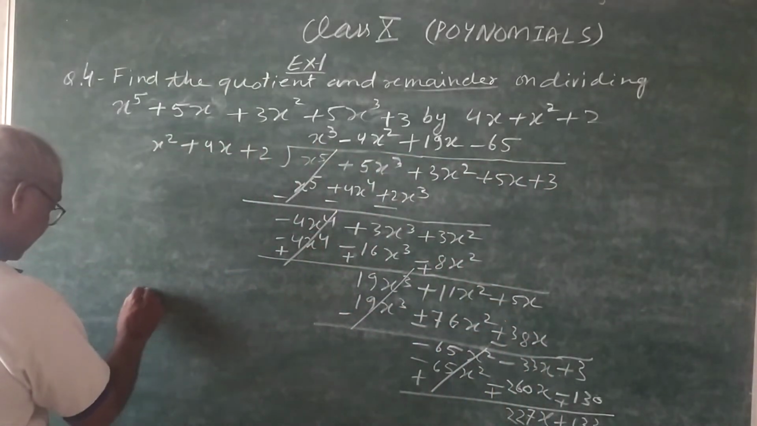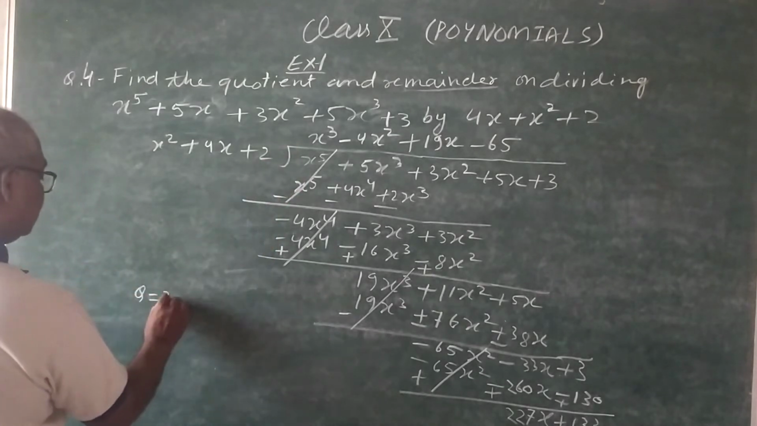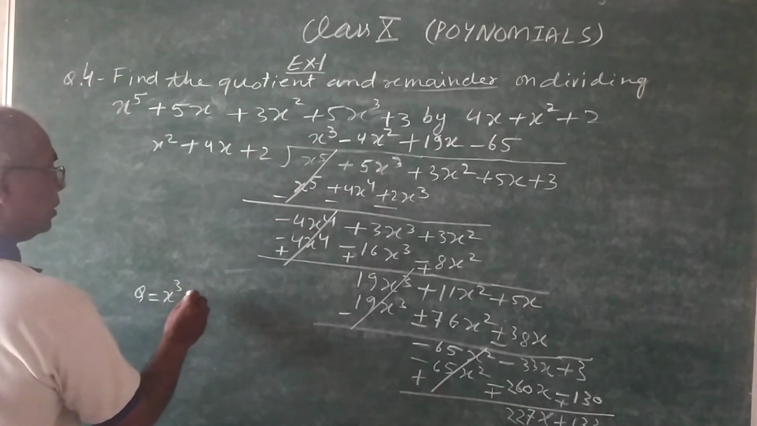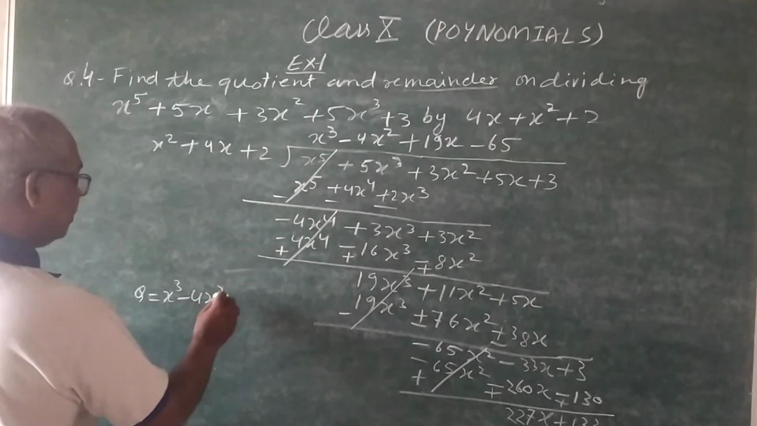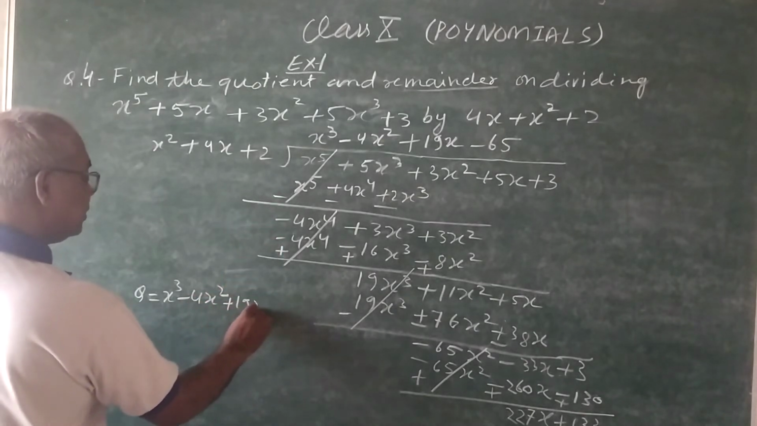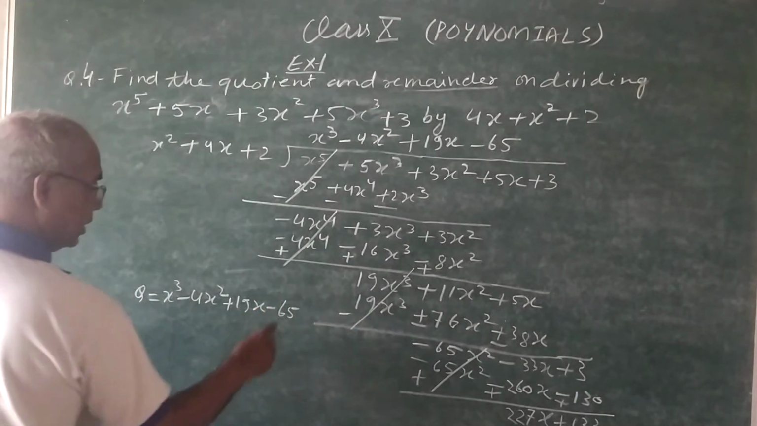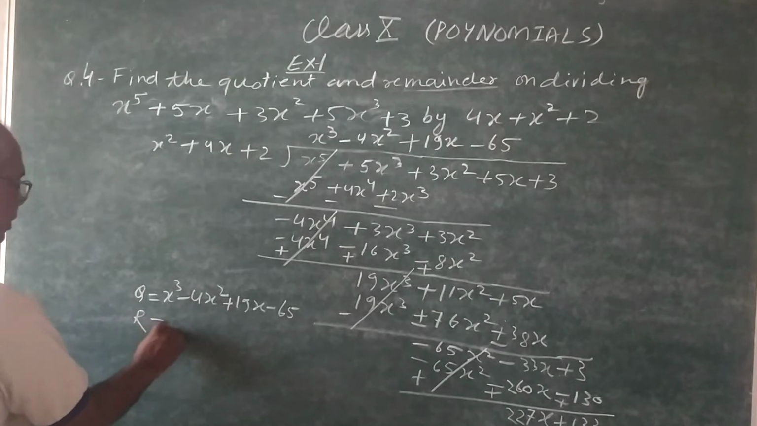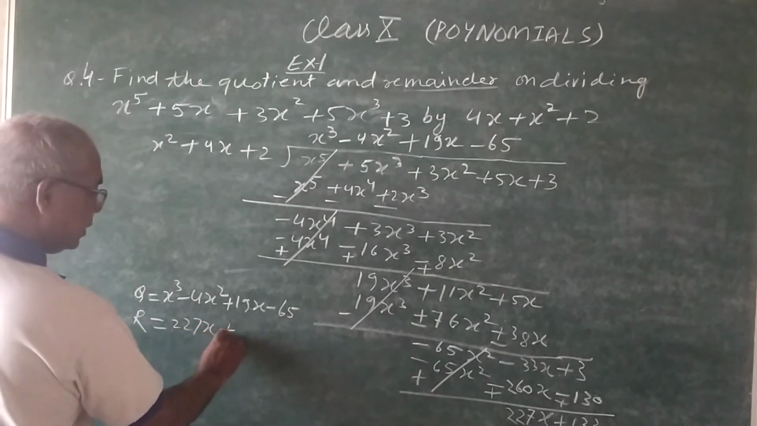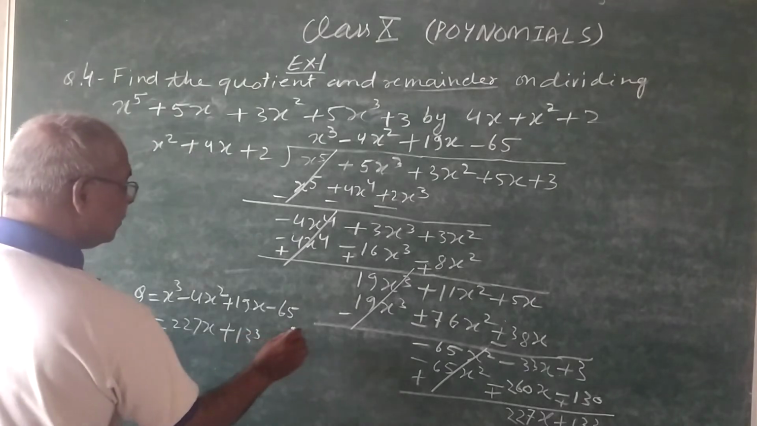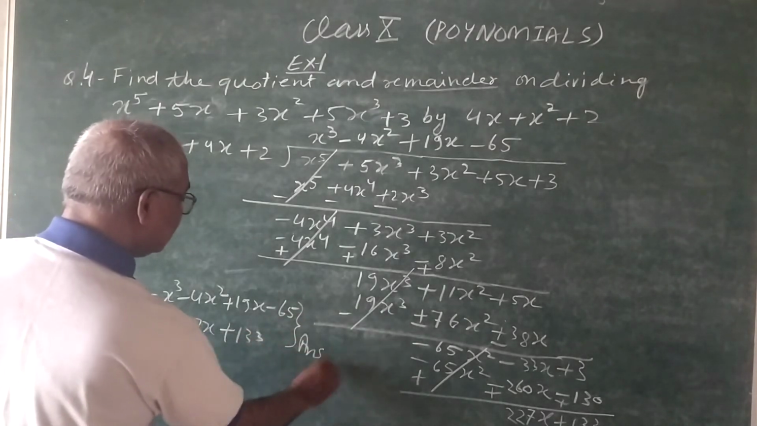So your quotient is, how much? It is x cube minus 4x square plus 19 of x and minus 65, and last one is remainder is equal to 227 of x plus 133. That is your answer.